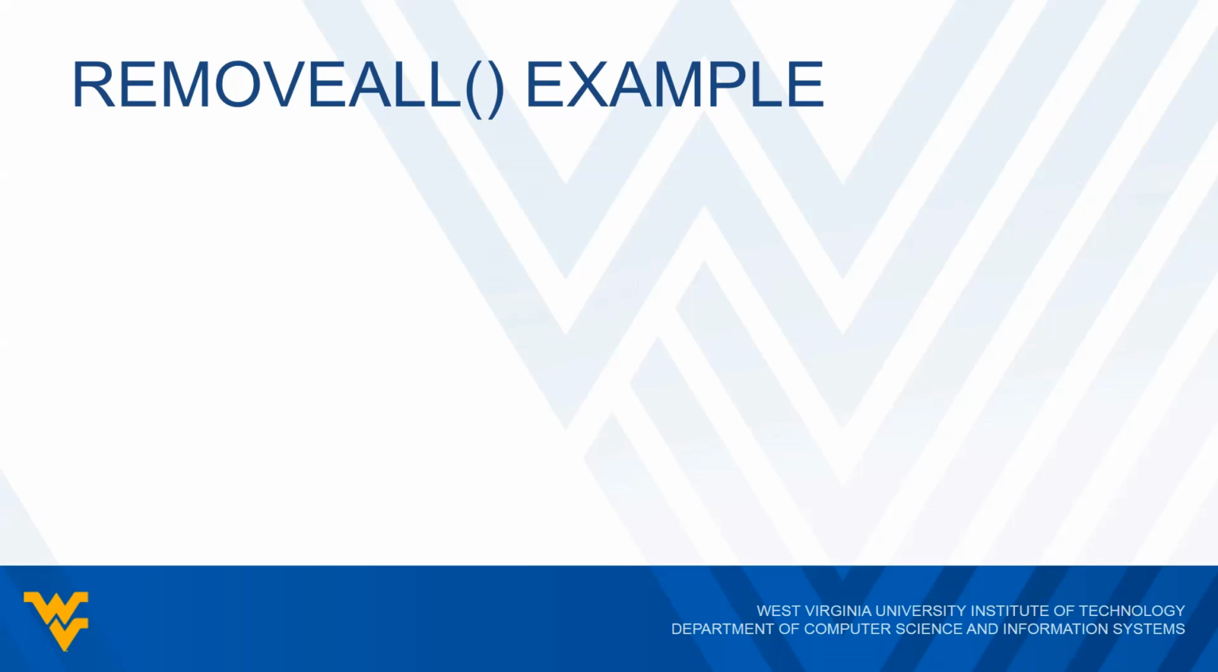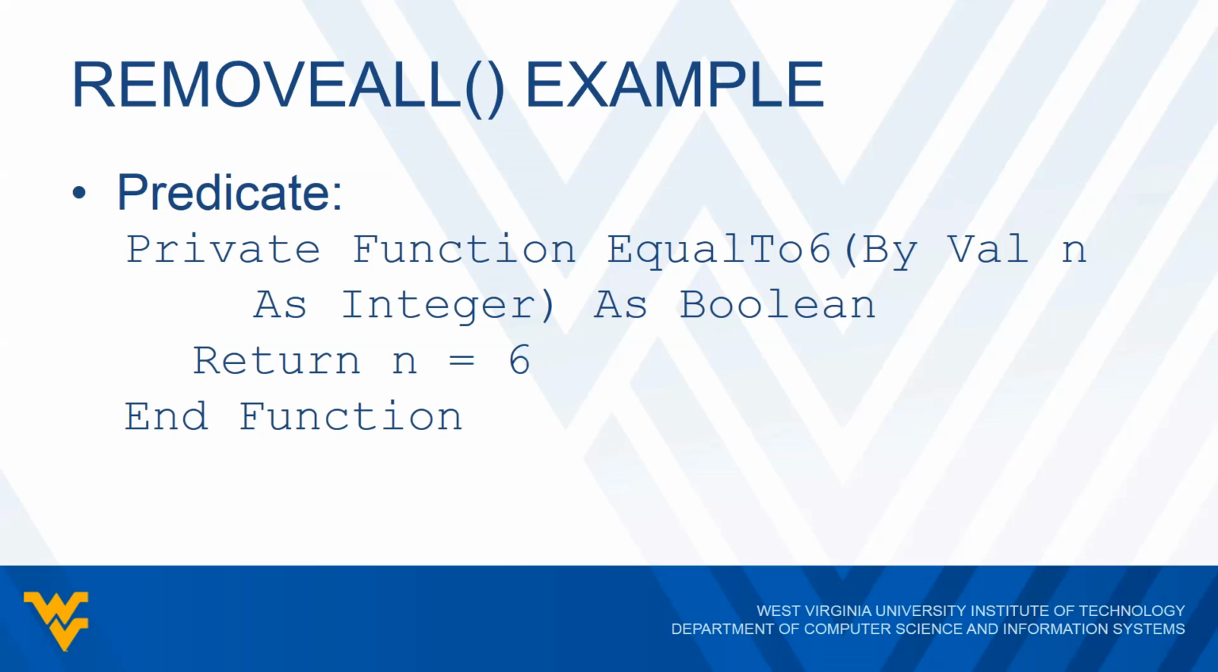Let me give you an example of the predicate function first before we deal with the remove all method. So the idea is we're going to create a separate function that's going to return true or false. And this method or function is going to have some criteria. So maybe, for example, we want to remove all of the elements in our list where the value is equal to 6. So we could have a function like this. So we have private function equal to 6. We pass an integer as a parameter, and the function is going to return a Boolean, because we see that with our function definition, we say at the end as Boolean, which is specified right here.